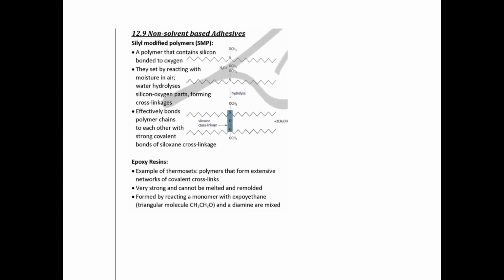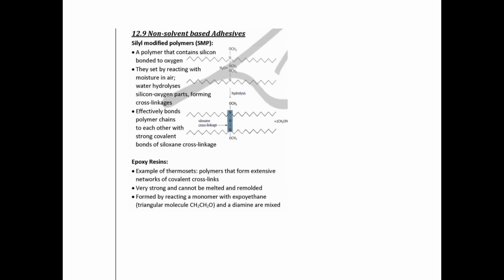12.9 Non-Solvent-Based Adhesives. So which means gum. Okay, adhesive. Like you want to stick two things together, you have to use this kind of adhesive, chemical adhesives. So we have the silyl modified polymer, which is SMP. So you see how the adhesive works over here. A polymer that contains silicons bonded to oxygen. So you can see the pictures for more details.